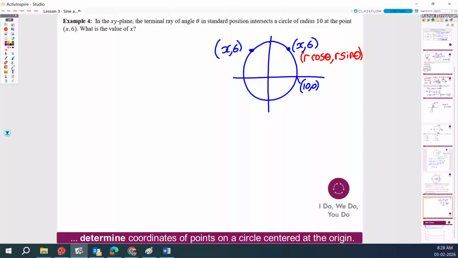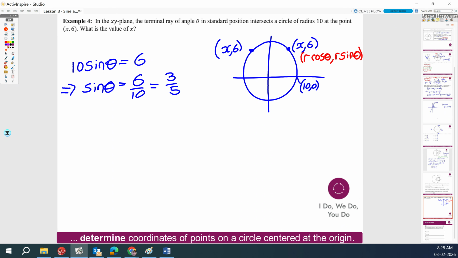So let's pull off the 6. Pulling off the 6 from that, it tells us that r, well we know that r equals 10. So 10 sine theta is equal to 6. From the diagram here, r sine theta is the y-coordinate. We know the radius is 10, so r sine theta is 6. So 10 sine theta is 6. This implies that sine theta is 6 over 10, which is 3 over 5.